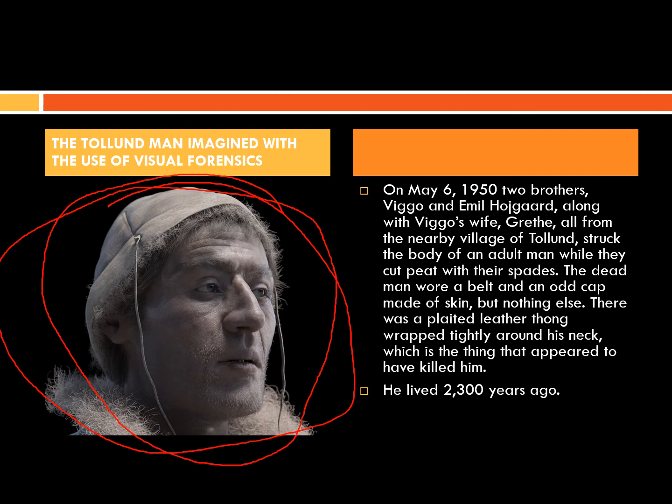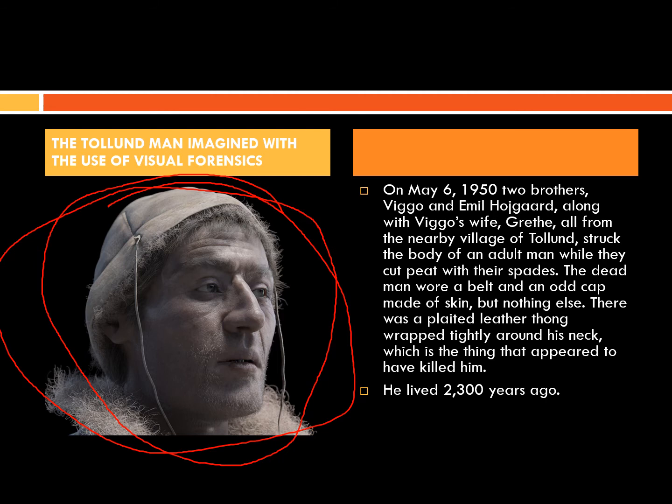So he was incredibly well preserved to the point where they could recreate him in such a distinct and visually evocative manner. He was discovered in 1950 by two brothers and one of their wives. And they were in the nearby village of Tollund. That's why, obviously, he's called Tollund Man. And when he was discovered, he was wearing a belt, a very odd cap, and you can see it here in this picture.